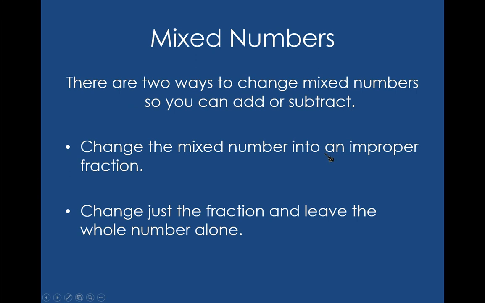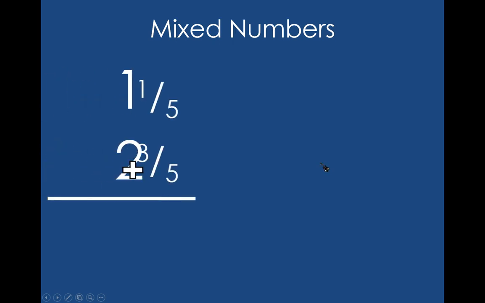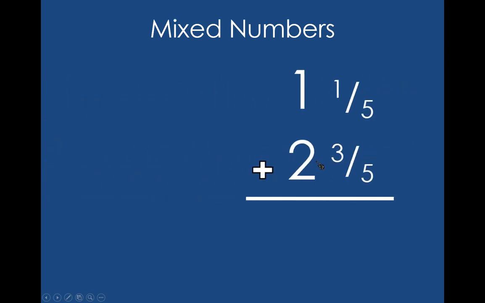Mixed numbers, there are two ways to change mixed numbers so you can add or subtract. First way, change the mixed number into an improper fraction. Then, the second way, change just the fraction and leave the whole number alone. Here is a sample of mixed numbers: 1 and 1/5 plus 2 and 3/5.